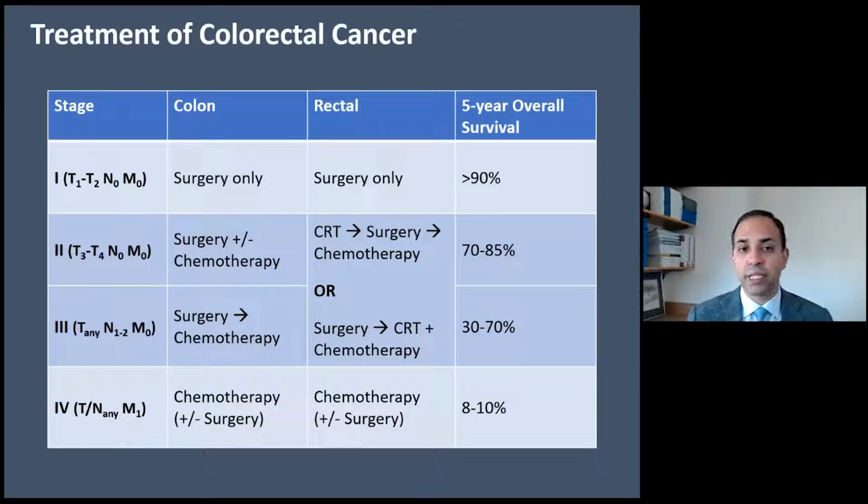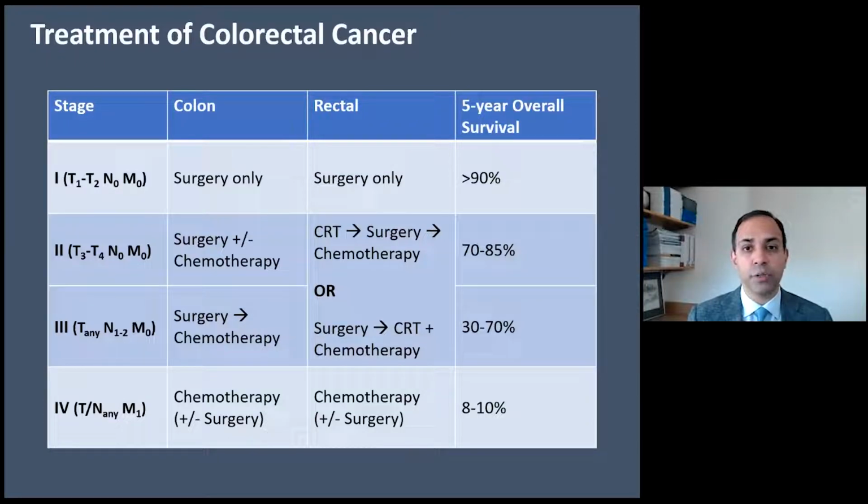As with most cancers, survival correlates with stage at presentation. For stage 1 disease, surgery is the mainstay of treatment and highly curative. There's no role for these patients for additional treatments such as chemotherapy or radiation. On the other end of the spectrum, chemotherapy is the mainstay of treatment for patients with metastatic disease, stage 4 disease, though there is a limited role for surgery in select patients.